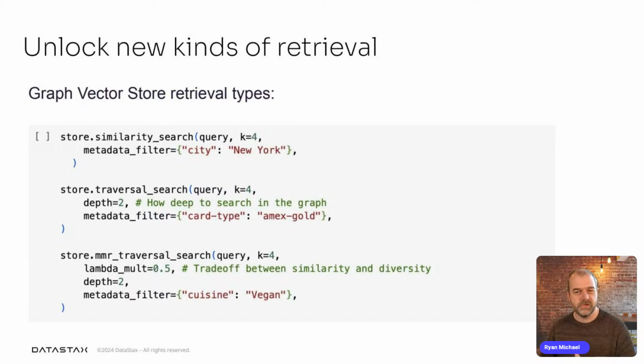The second kind of traversal is an evolution of MMR similarity search, which is a way of balancing getting results that are similar to your query, but not all exactly the same. You can balance diversity in your results with similarity in your results. And MMR, maximum marginal relevance, I believe, is a way of doing that. And we baked that into the traversal algorithm so that as we're exploring the graph, we're re-ranking all of these results using this MMR algorithm to optimize those two priorities.